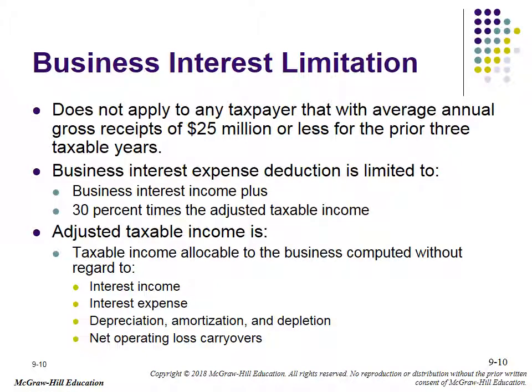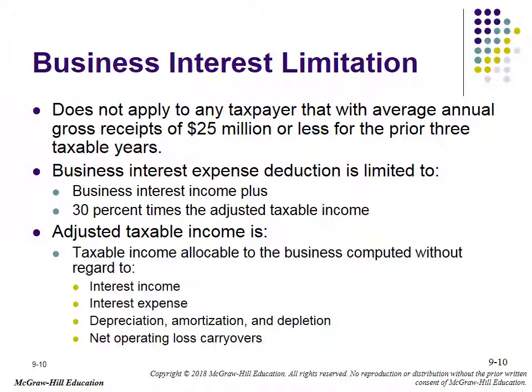Let's take a look at our business interest limitation now. As I said before, when we introduced this, we said generally most small, medium-sized businesses will not have any kind of limitation on how much business interest that they paid they can deduct. Why is that? Take a look at our first bullet. It doesn't even apply to any taxpayer with average annual gross receipts of $25 million or less for the prior 3 taxable years. So we look at the gross receipts of the company, we add up the 3 prior years, divide by 3, and if that amount is less than $25 million, the limitations we're about to discuss do not apply. But what if they are more than $25 million?